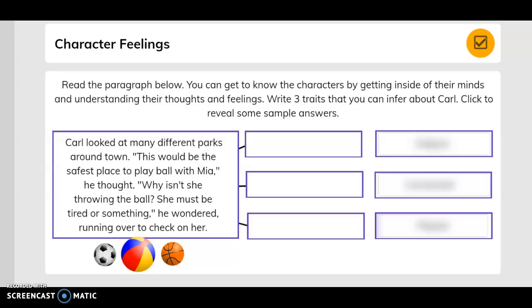Read the paragraph below. You can get to know the characters by getting inside of their minds and understanding their thoughts and feelings. Write 3 traits that you can infer about Carl and click to reveal some sample answers.